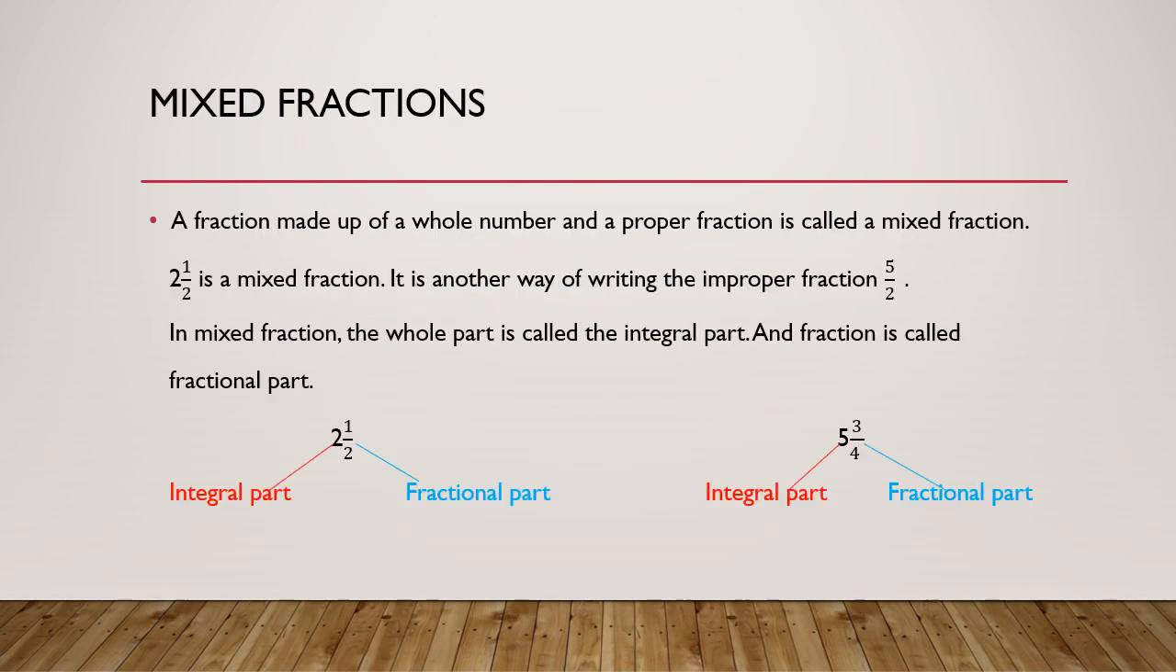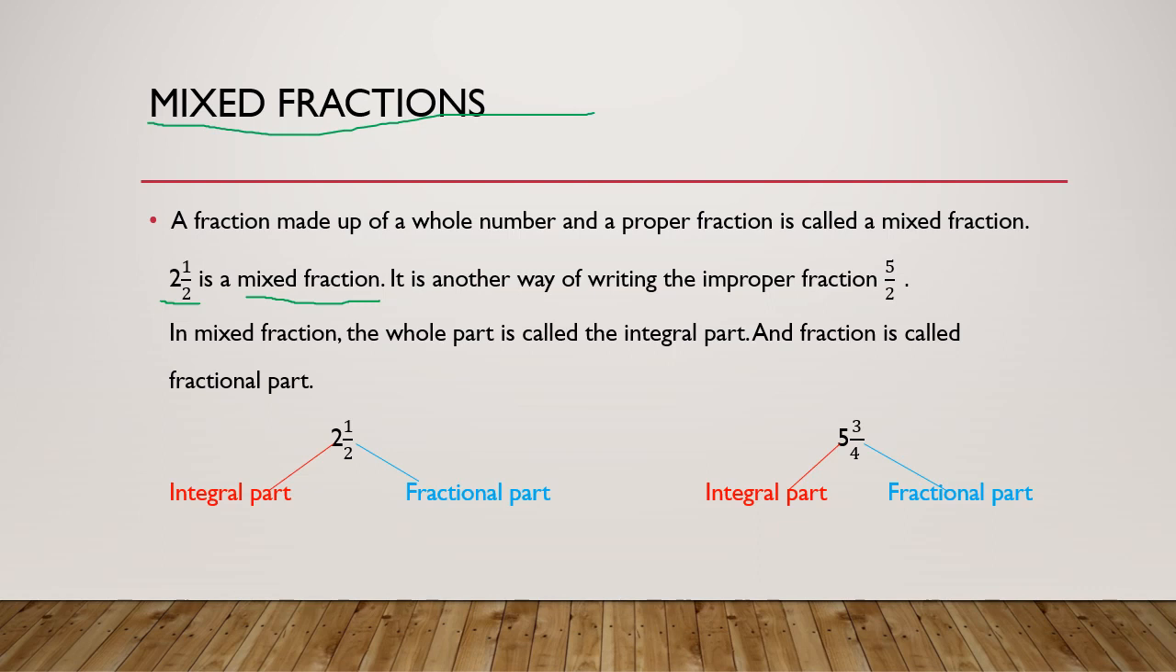See children, we have studied like fraction and unlike fraction, proper fraction and improper fraction. Next we are having mixed fraction. Now what are mixed fractions? A fraction made up of a whole number and a proper fraction is called a mixed fraction. For example, 2 whole 1 upon 2 is a mixed fraction.